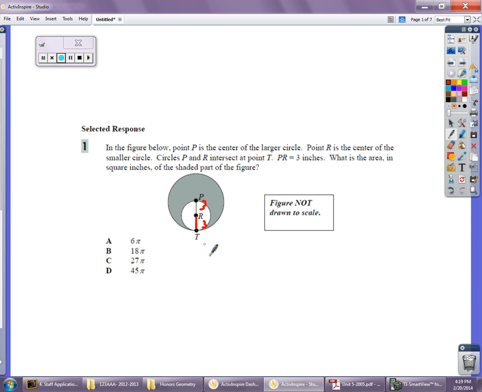So the whole area would be 6 squared pi, or 36 pi. And then you're going to go ahead and subtract the small circle, which is 3 squared times pi, or 9 pi. You end up with C, which is 27 pi.